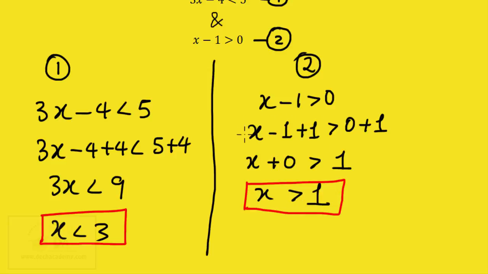And in case anyone's confused about this step here, x minus 1 plus 1 is the same thing as x plus 1 minus 1. You can just rearrange the terms, which is x plus 1 minus 1, 0, which is x. That's another way to do it.